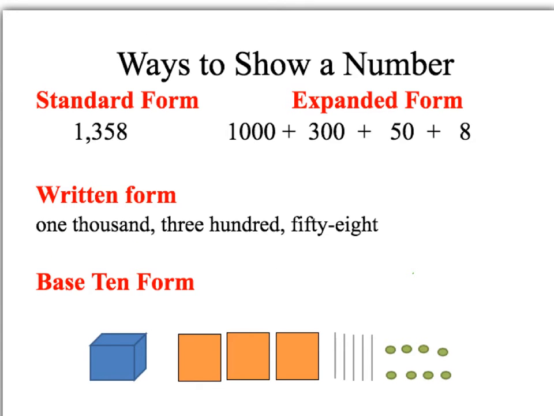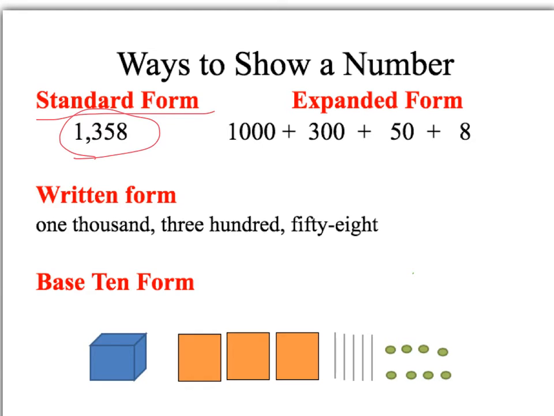Now the next part is you have some more flip charts to glue into your notes, and it's the different ways to show a number. There are 4 different ways to show a number. Now the first one is the standard form. Now standard form means it's standard. It's the way that we write numbers all the time. So the example would be 1,358. We're going to use that number for all the different types of ways to write a number.